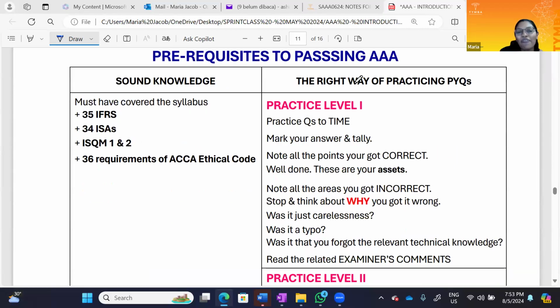Okay, so you have to know all your 35 IFRSs. You are expected to know all your 34 ISAs. You should know your ISQM 1, 2, and 36 requirement of your ACCA Code of Ethics. This is actually your syllabus coverage. You are expected to know all this.